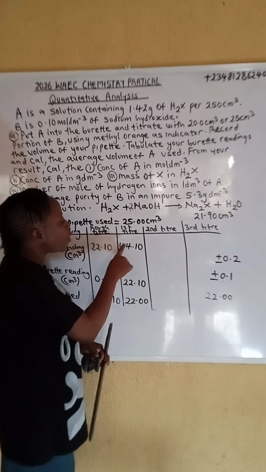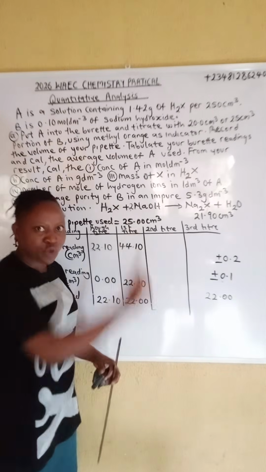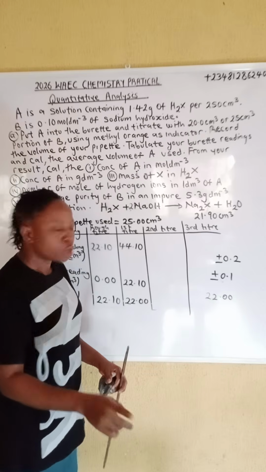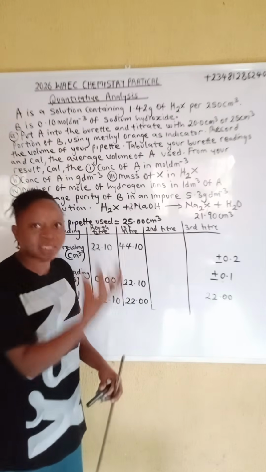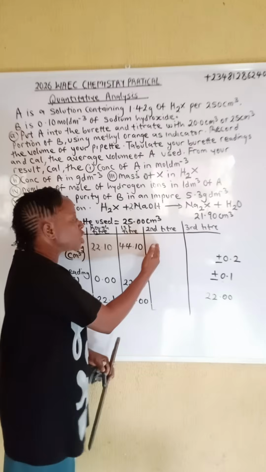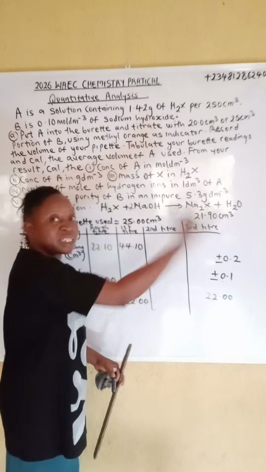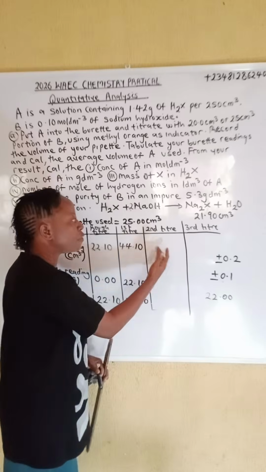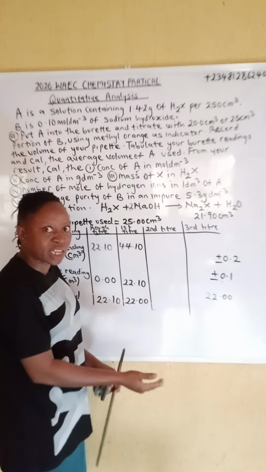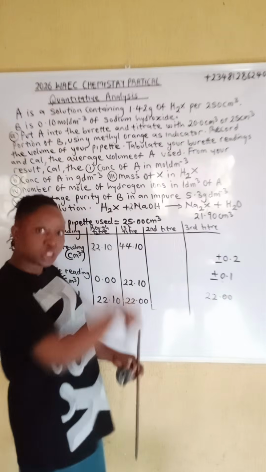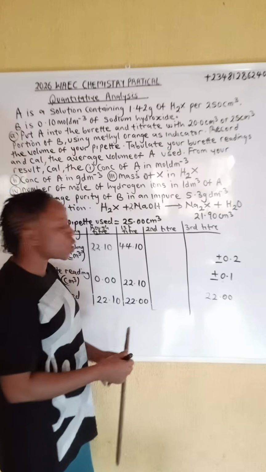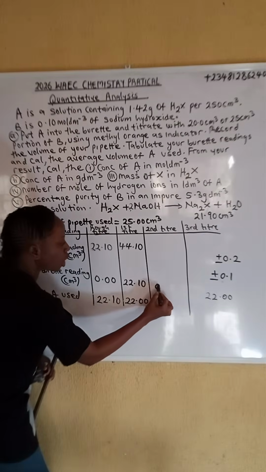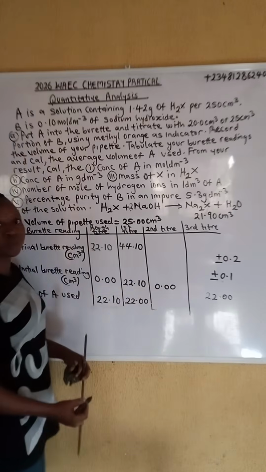I have 44 in my burette. Then the volume of the burette is always 50. So it shows that the remaining acid will not be enough for you to complete the next experiment. The acid left will not be enough, so you have to fill it up. When you fill it up, your initial reading for the next one will now be 0.00.